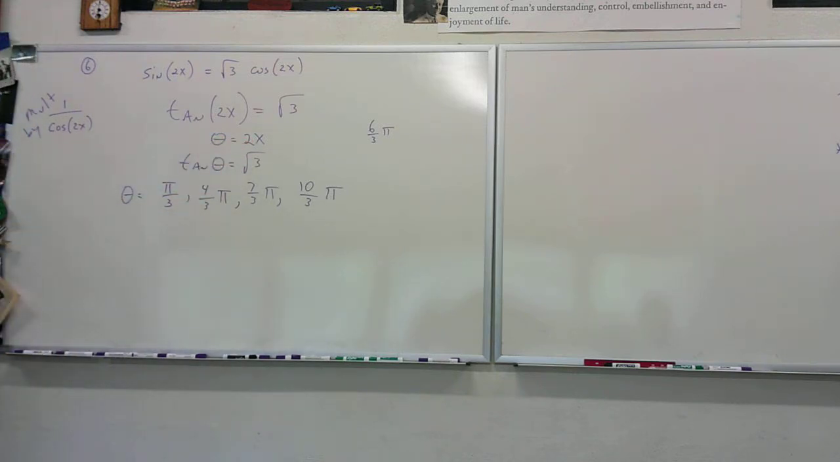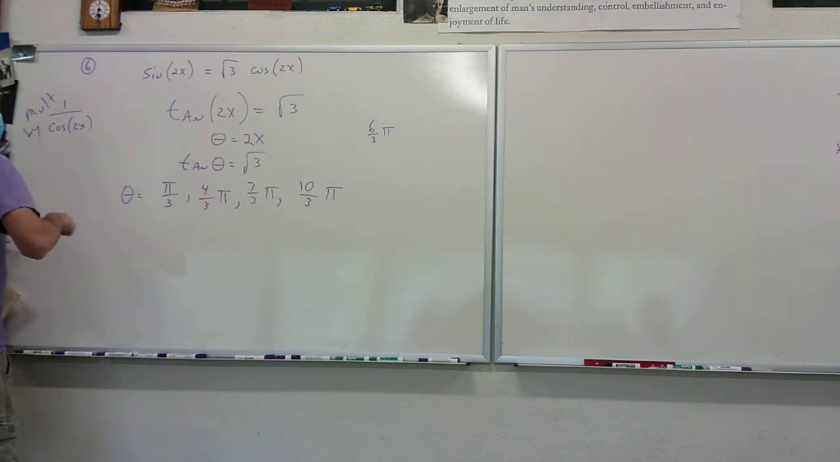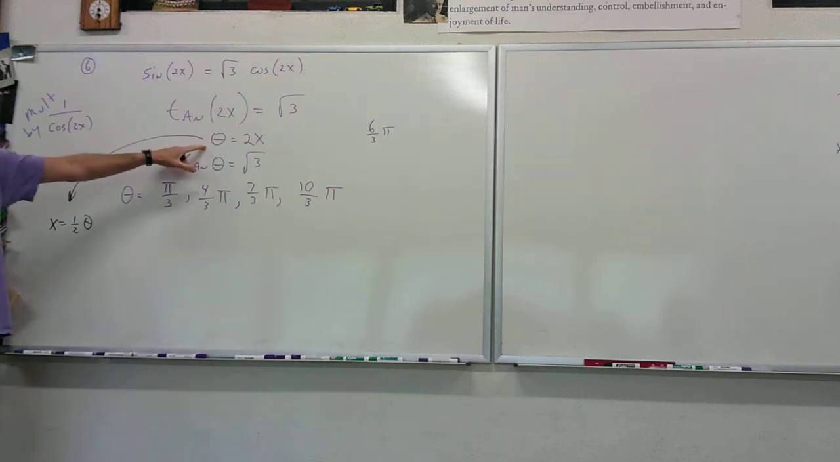Those are your thetas. If you write those on your test, too bad, you missed it. Because you got to do what? Turn them back into x. Now, to do that, x equals 1/2 theta. Somebody says, how'd you know that? Because if theta equals 2x, then x is equal to what? 1/2 theta. Do you see how important it is to write this down?